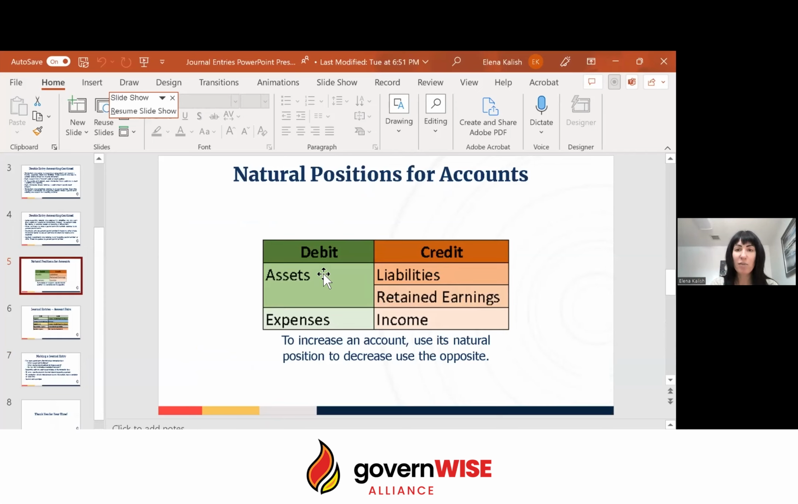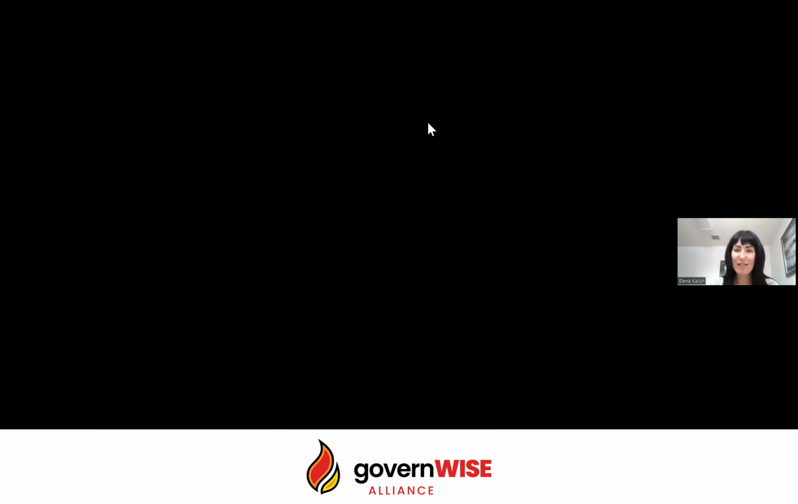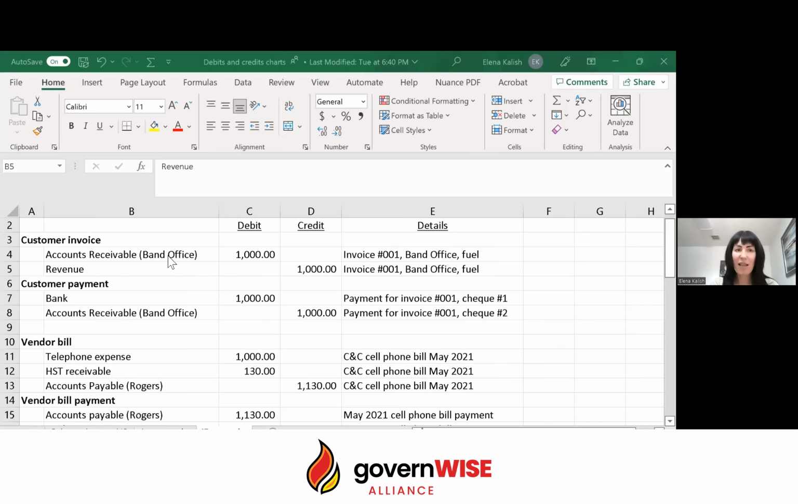Increasing accounts receivable, which is an asset, that's what I own, right? I'm gonna convert it into cash when they pay, that's a debit. So, oh, I guess I have to share to continue. So the entry is then credit revenue to increase it and debit accounts receivable to increase it. And here you can see there is a description, invoice number 1, band office, fuel, okay?